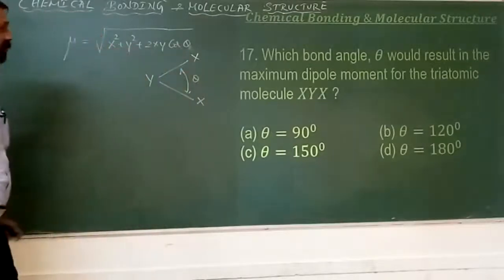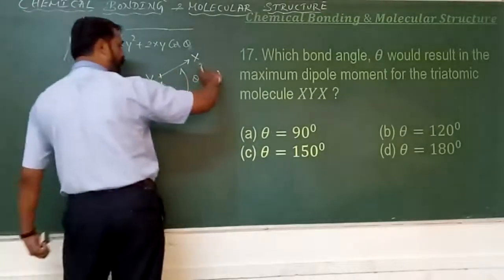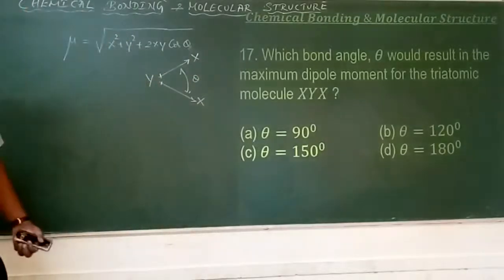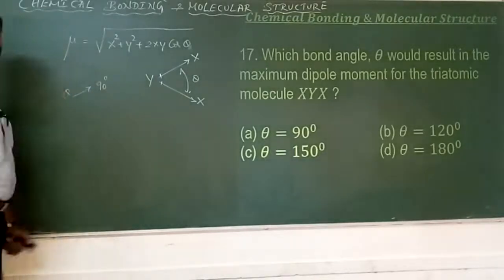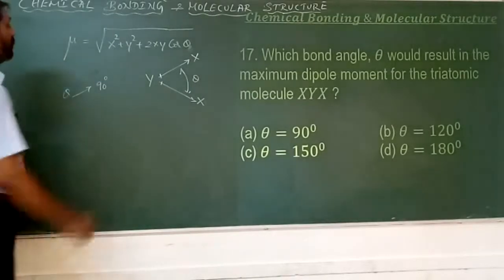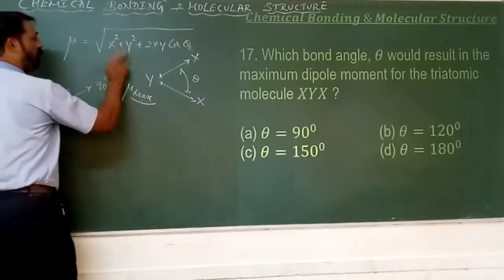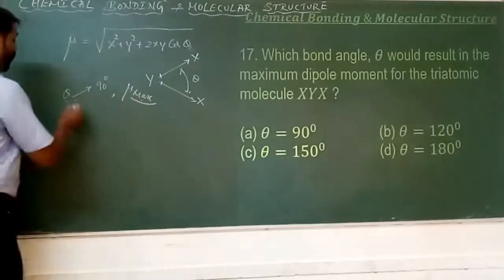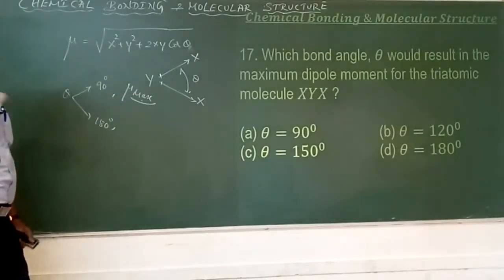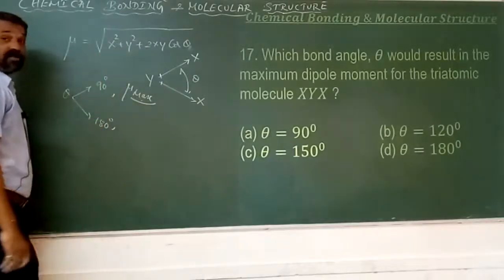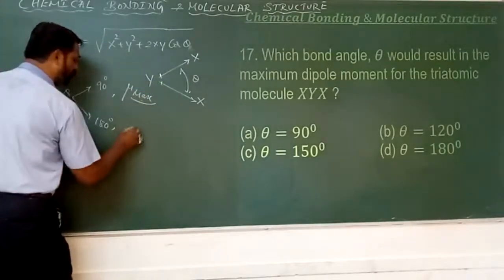Theta is the bond angle between those two dipoles. So this is also a dipole, and this is also a dipole, inclined at an angle of theta. If theta is 90 degrees, cos theta is 0. Cos theta is 0 means mu is going to be the maximum, because it is just x square plus y square. Above 90 to 180, the value of cos theta goes on decreasing, and we get a negative value. Cos theta for angles greater than 90 is negative. Therefore, as it is negative, the difference of those two becomes less.